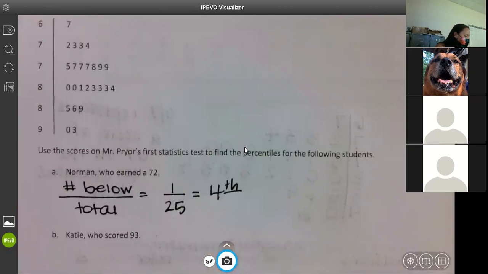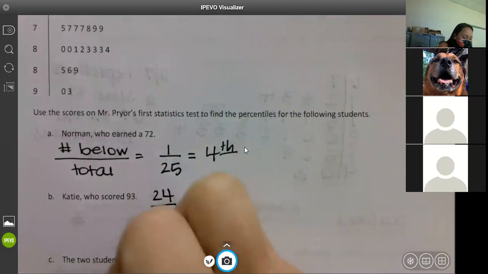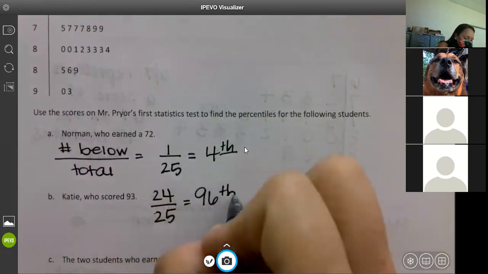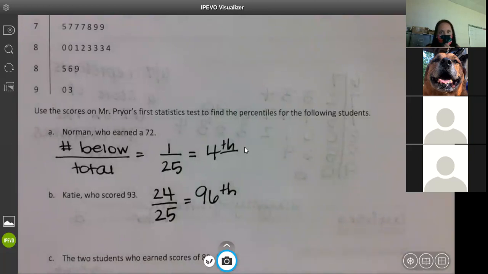Katie scored a 93. How many people are below Katie if she scored a 93? Below her, 24. 24 out of 25 total, which puts her in the 96th percentile. Now look at this carefully. She is the smartest one, but only made it to the 96th percentile. Does everybody understand that? That number is just based on whatever out of how many.